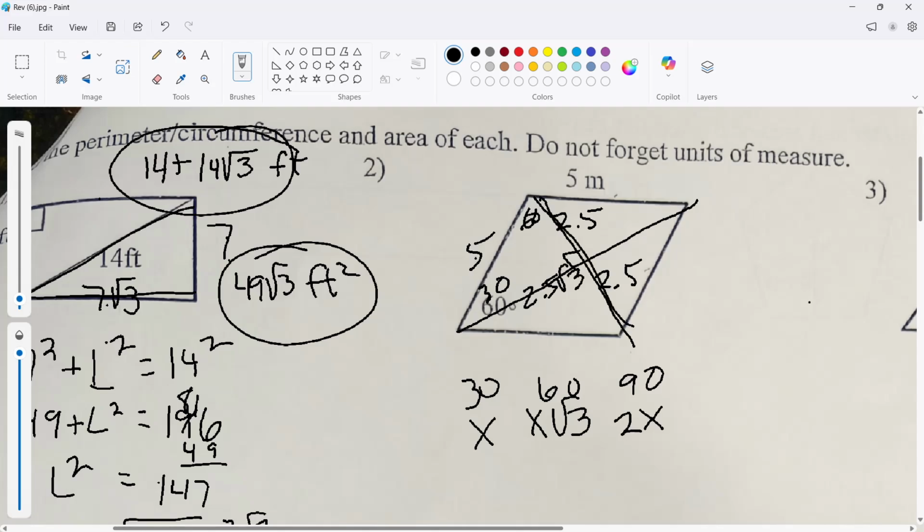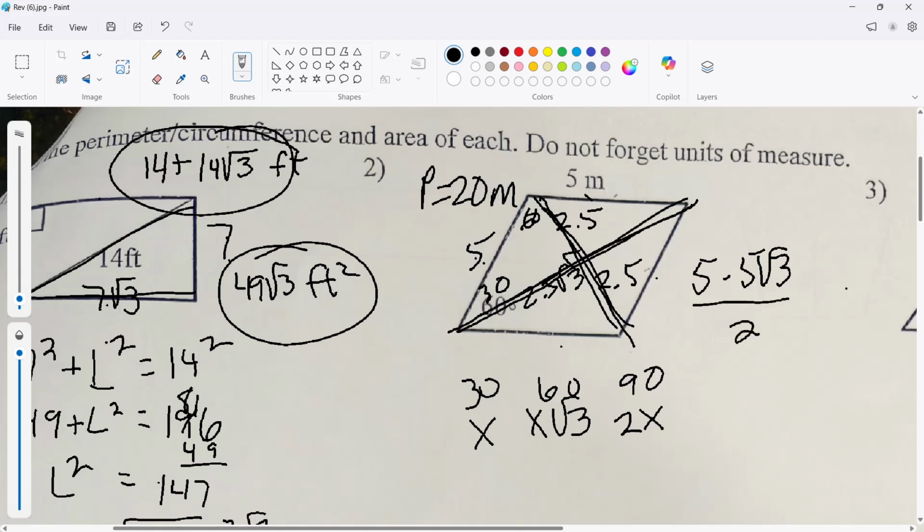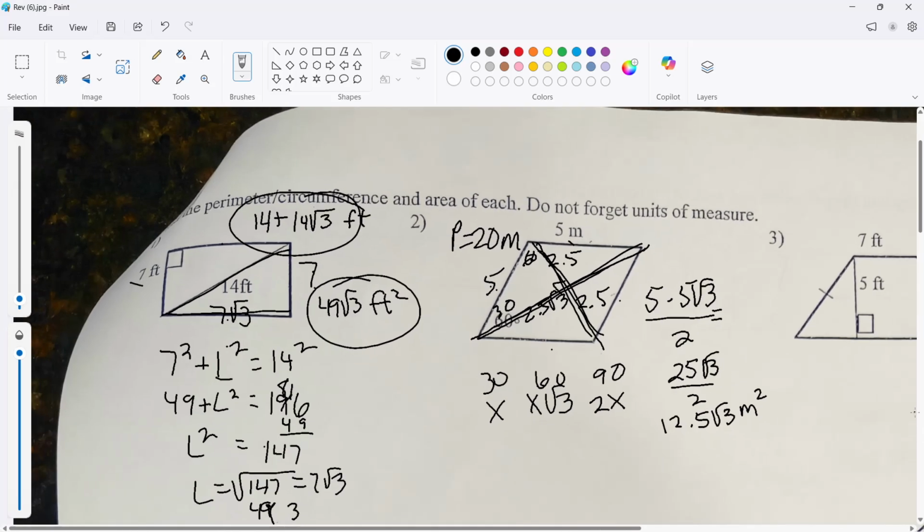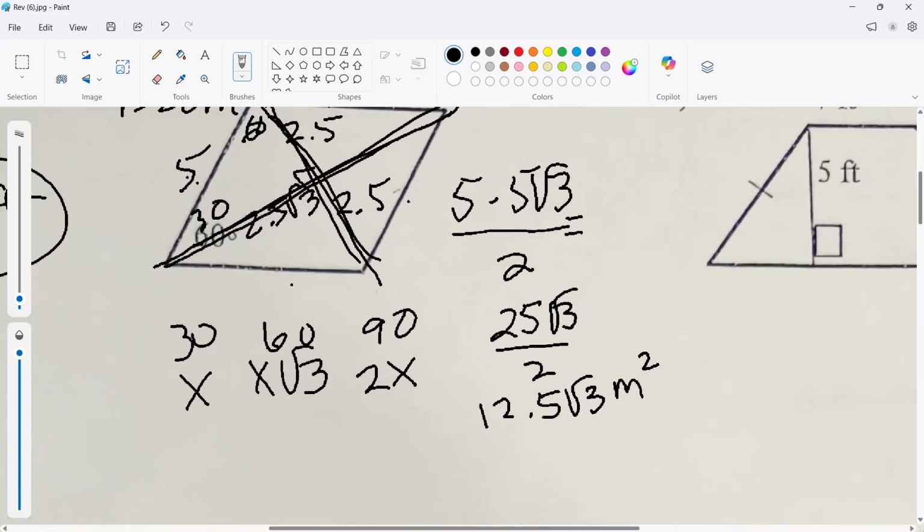So this whole diagonal is 5. This whole diagonal is 2.5 square root of 3 times 2, or 5 square root of 3. And so the perimeter is going to be 1, 2, 3, 4 times 5. Perimeter equals 20 meters. The area is going to be 5 times 5 square root of 3 divided by 2, equals 25 square root of 3 divided by 2, 12.5 square root of 3 square meters. And then you can throw that on your calculator, and it doesn't say rounded anything, so I'm leaving it like that. All right, number 3.